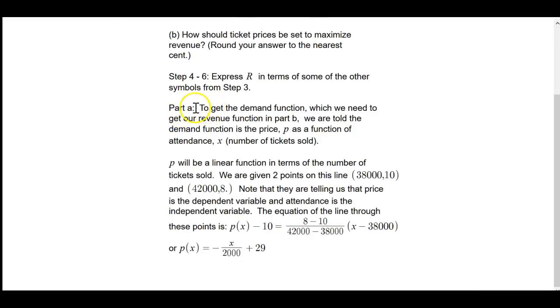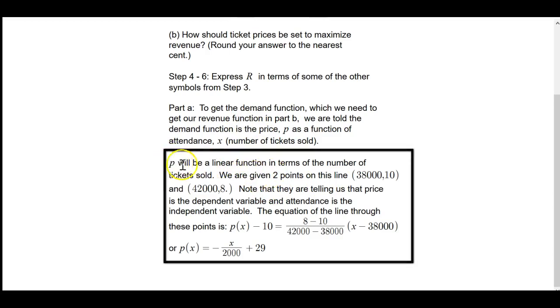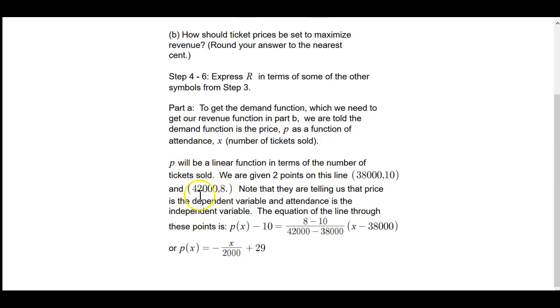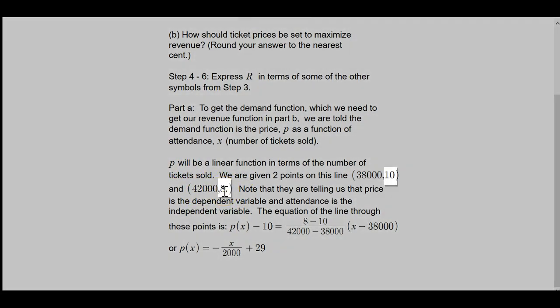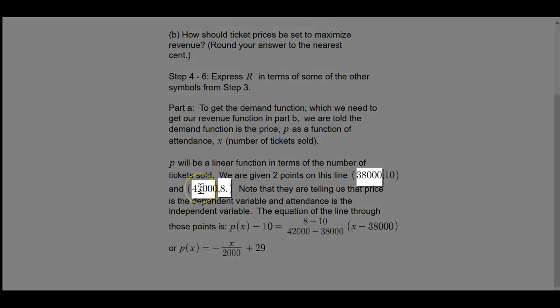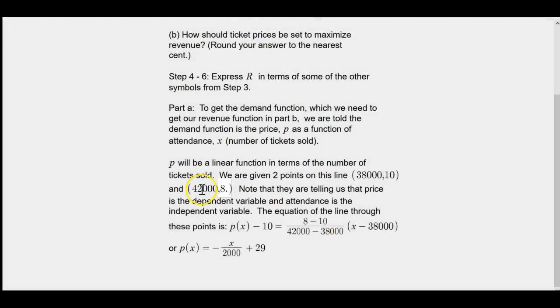Since we need to express R in terms of price, we need to find price, which is part A. So, like we said before, we're actually given 2 points on a line since we were told that P is a linear function. And we're told that the price depends on the attendance. So the price is the dependent and the attendance is the independent, or the X in this function.